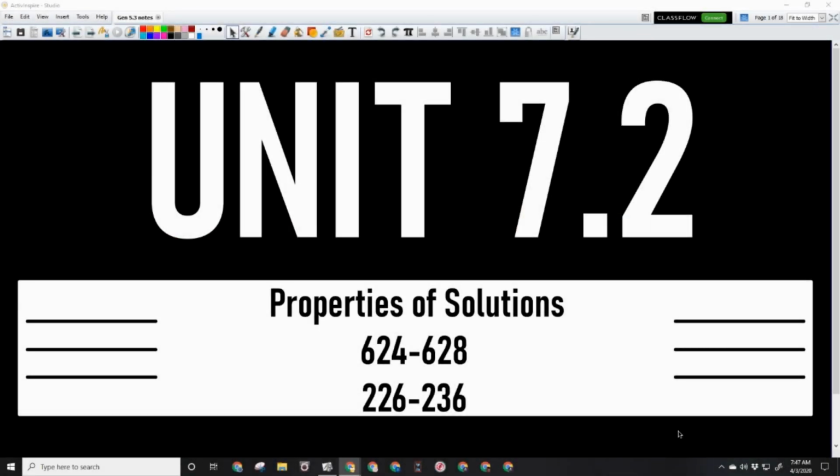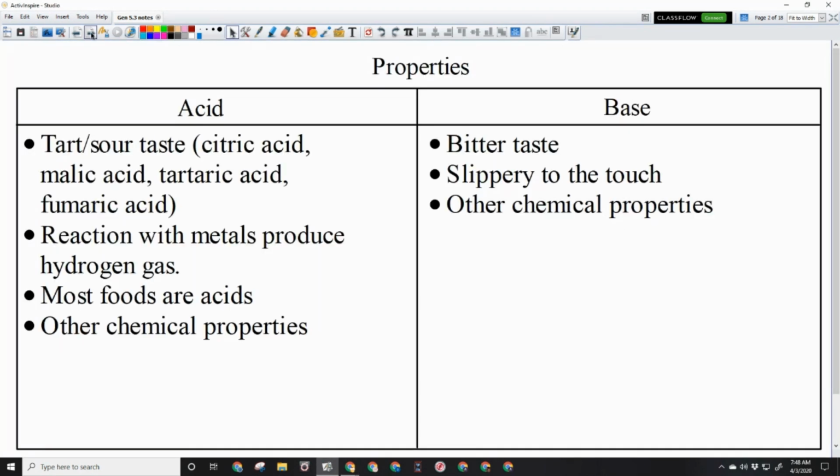Welcome back. This is Unit 7.2 on the properties of solutions. In our last unit, last section, I should say, we talked about what a solution was, and now we're going to start talking about properties of solutions. This is page 624 through 628 in your textbook and 226 to 236 in your workbook.